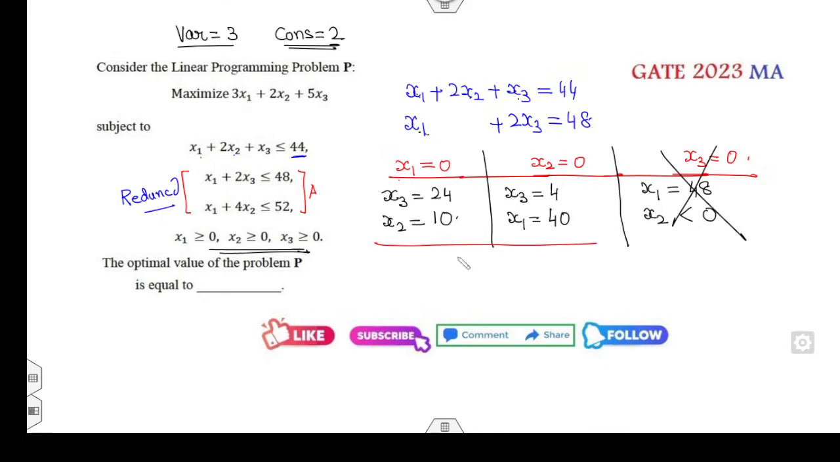Then finally your target is to find the z. So x1 is 0, x2 is 10, that is 20, plus 120, so that answer is 140. Look at the second case. x1 is 40, that's 120, plus 0 plus 20, again 140. The maximum among them is again 140, the right answer.